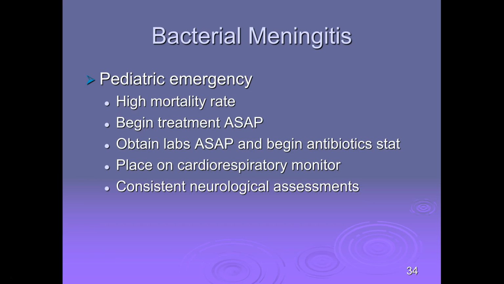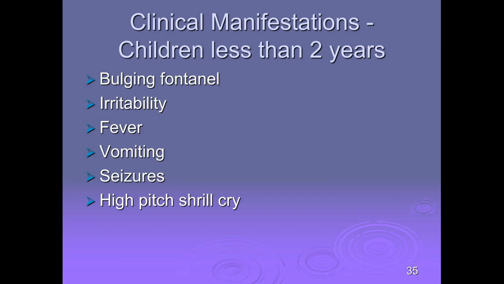They're probably going to go to the ICU, and so they'll be closely monitored there. In less than 2 years of age, you may see a bulging fontanelle. They may be irritable, have a fever, maybe seizures or a high-pitched shrill cry, that neuro cry. If you've ever heard it, you won't ever forget the sound of it.